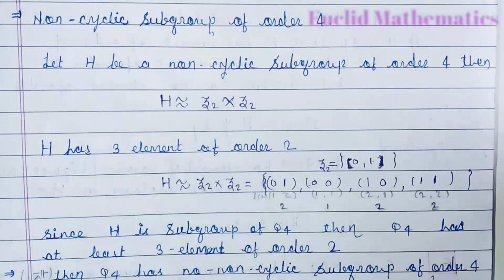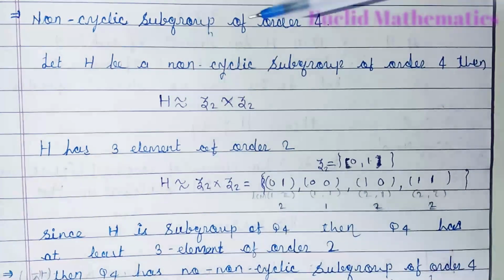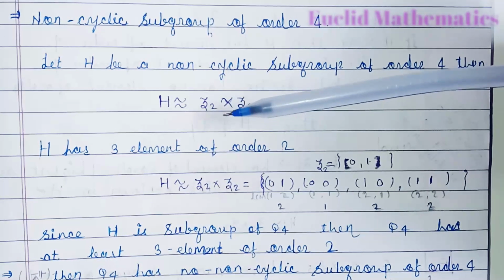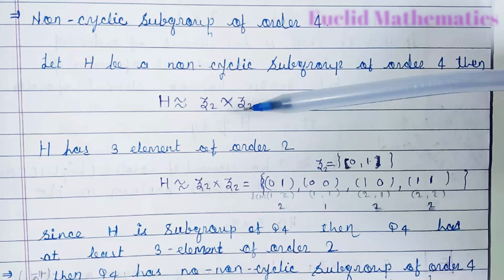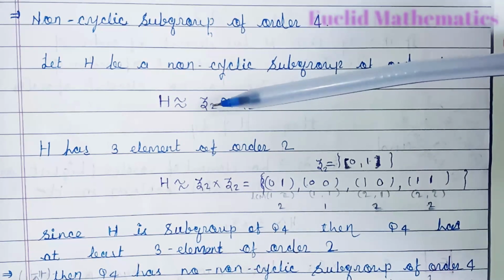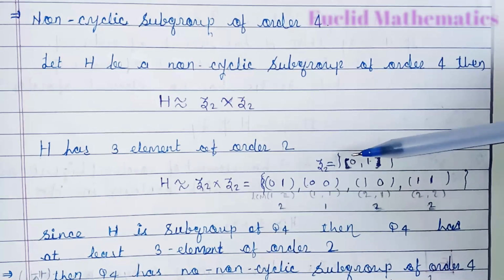Now let's find out the elements contained in Z2 cross Z2, okay? We know that Z2 is the integer group, so Z2 contains 0 and 1, only 2 elements, and this Z2 again contains 0 and 1, and we take the Cartesian product between them, okay? So let's go for their elements. Z2 is 0, 1 and again the next Z2 is 0, 1, okay?